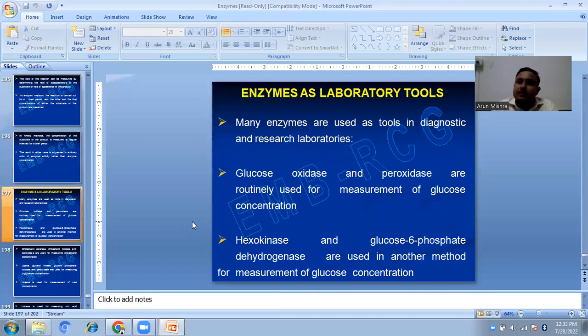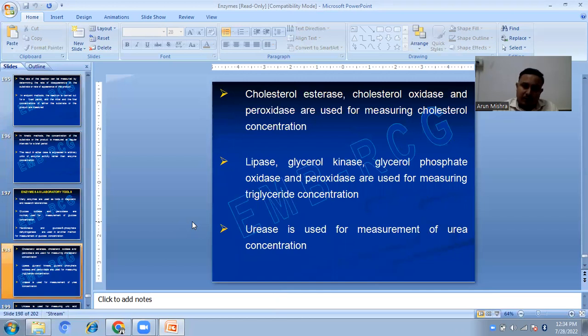So enzymes have been acting as laboratory tools also. Many enzymes are used as tools in diagnostic and research laboratories. Glucose oxidase and peroxidases, known as GOD and POD, are routinely used for measurement of glucose concentrations. Hexokinase and glucose 6-phosphate dehydrogenase are used in another method for measurement of glucose concentration. Further, cholesterol esterase, cholesterol oxidase, and peroxidases are used to measure cholesterol concentrations. Lipase, glycerol kinase, glycerol phosphate oxidase, and peroxidases are used for measuring triglyceride concentrations.